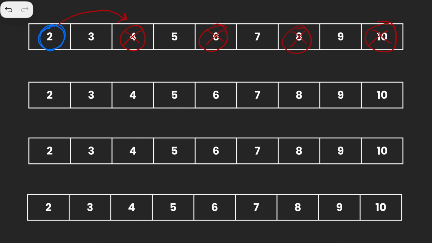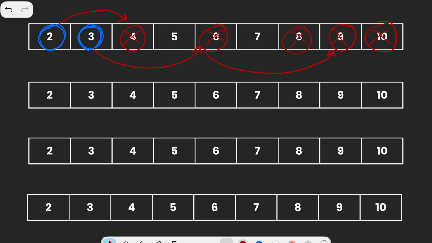Now we'll go to the next number, which is 3. Now 3 is not marked as false yet. That means this number is also a prime number. Now we will mark all the multiples of 3 as false. So we'll mark 6 as false, and we'll mark 9 as false as well, right?